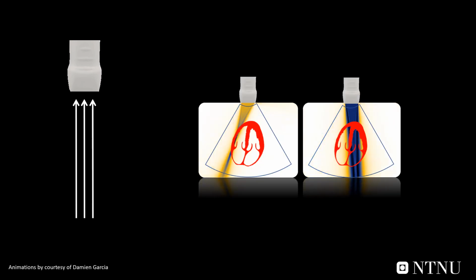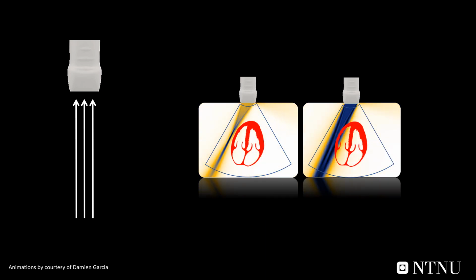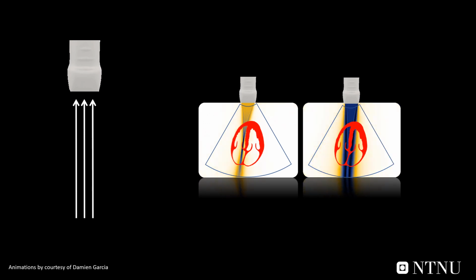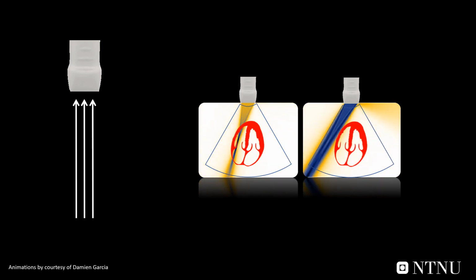In high frame rate imaging, we transmit plane or diverging beams covering the whole sector or a broad part of the sector, in contrast to conventional line-by-line imaging. With parallel receive beamforming, we can then form multiple image lines at once and achieve frame rates of several thousand frames per second.